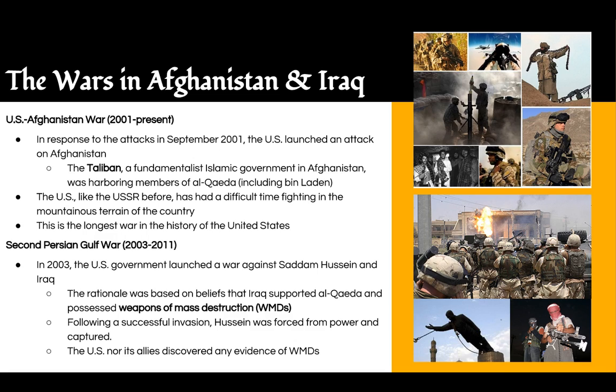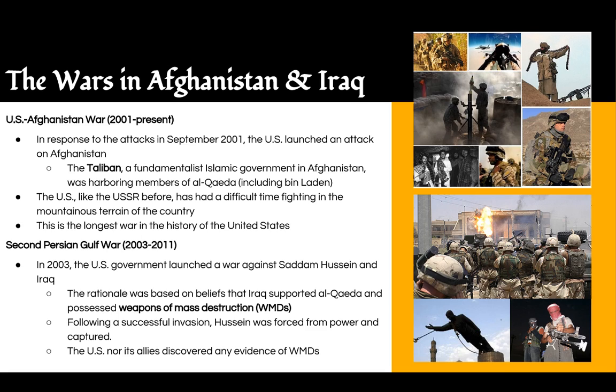Now you wonder, why does the United States, if we were attacked on September 11th and we know that those people were in Afghanistan, how then do we launch a war in Iraq? Well, the rationale was based on beliefs that Iraq had supported Al-Qaeda and possessed weapons of mass destruction. And this came from intelligence from the CIA and FBI. But ultimately, it has been determined that no weapons of mass destruction were found in Iraq.